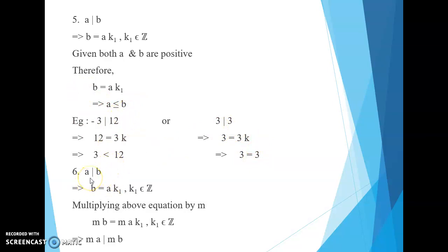Next, switching on to the other property, if A divides B and M is not equal to 0, we should prove that MA divides MB. Applying the definition of divisibility, B is equal to AK1, K1 belongs to Z, and for a non-zero integer M, if I multiply this equation, I will be getting MB equal to MA K1, where K1 belongs to Z. Hence, this proves the properties of divisibility.